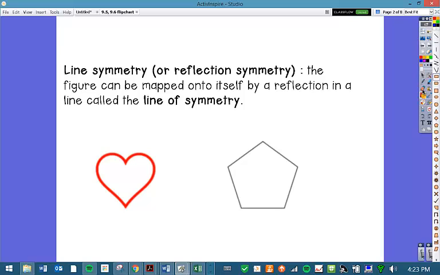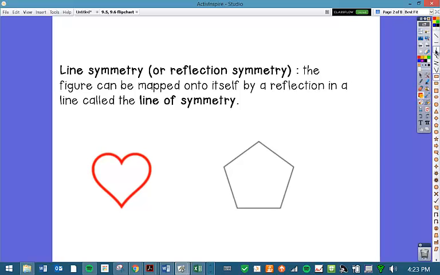So a heart has a line of symmetry right here. If you folded that heart in half, the left side of the heart would map on top of the right side of the heart. It does not have a line of symmetry like this. That's not one of its lines of symmetry because the top of the heart would not map completely onto the bottom half. It wouldn't match up. So this heart has one line of symmetry.